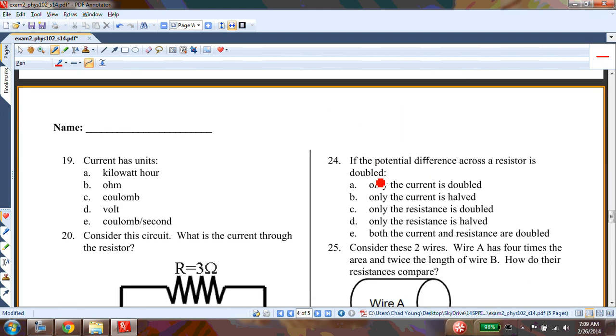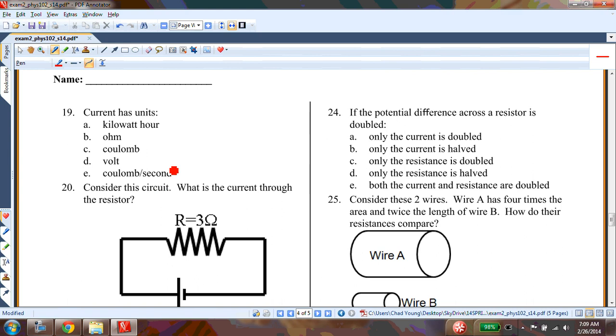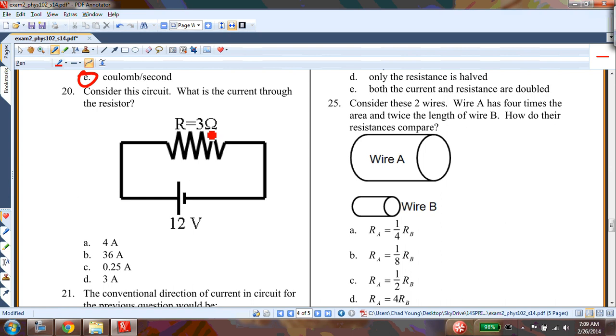All right, entering into the chapter 3 portion. Current has units of coulombs per second. It's an amp, and an amp is 1 coulomb per second. What is the current through this resistor? Okay, I is V over R. It's 12 volts over 3 ohms, which is 4 amps.